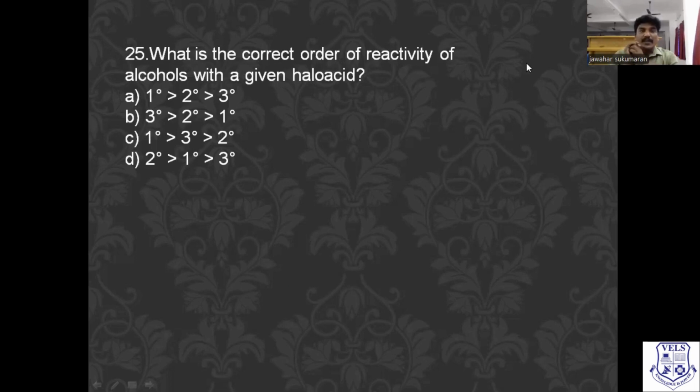What is the correct order of reactivity of alcohols with a given halo acid? A 1 degree greater than 2 degree greater than 3 degree. B 3 degree greater than 2 degree greater than 1 degree. C 1 degree greater than 3 degree greater than 2 degree. D 2 degree greater than 1 degree greater than 3 degree. Correct answer is B, 3 degree greater than 2 degree greater than 1 degree.